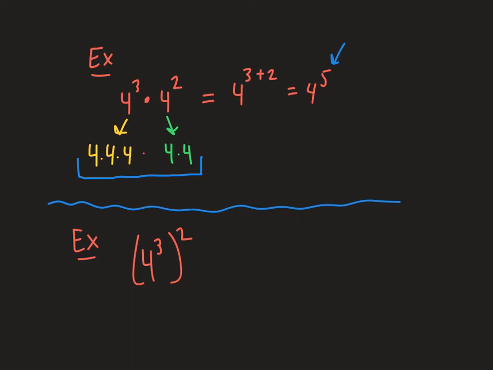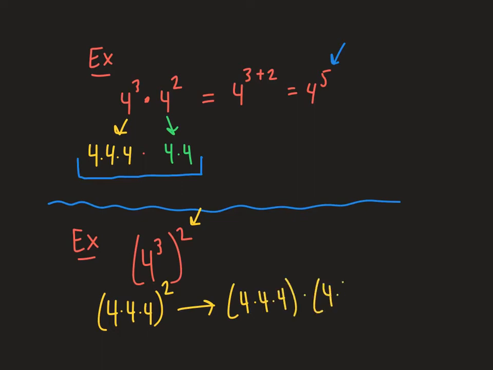So if we think about how that one works, 4 to the 3rd, of course, is 4 times 4 times 4. And when you square something, to square something means times it by itself. So we're going to have 4 times 4 times 4 times itself, 4 times 4 times 4. How many total factors of 4 are there? We have the 3 and then 3 more. So this really equals 4 to the 6th power.